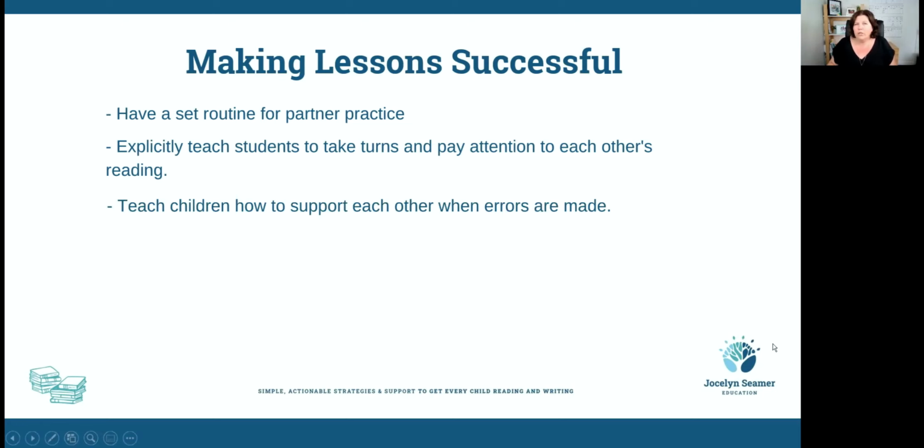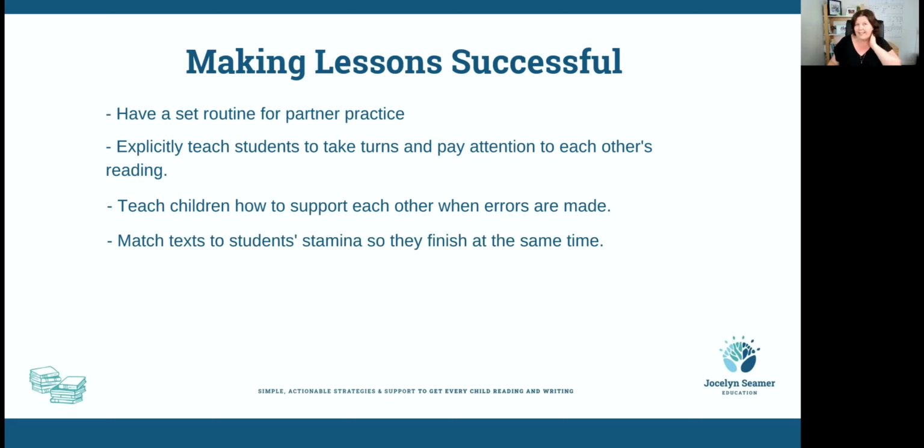Teach them how to support each other when they make errors. They don't just jump in and tell them what the word is. They can say, try again, or sound it out. And if the child still can't get it, if their partner can't get it, then they can help. Match text to students' stamina so that they finish at roughly the same time. What you don't want is to have half the class going, finish, finish, finish, and the other half of the class is on page number 2 of 5.